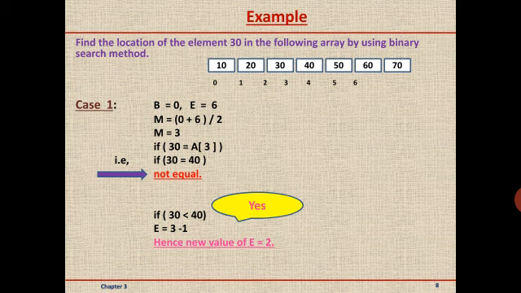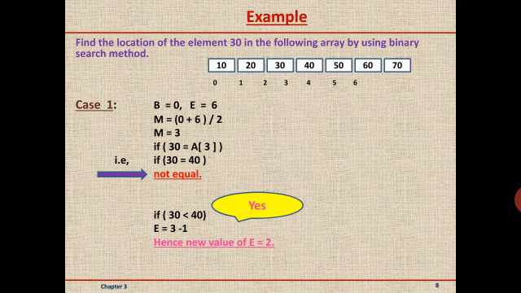Searching element is 30. We need to search the element 30 in the array. Hence, 30 is compared with A of 3. 3 means the middle value, A of M in the algorithm. So we are using A of 3. In the array, A of 3 is 40. Hence, 30 is compared with 40, which is not equal.